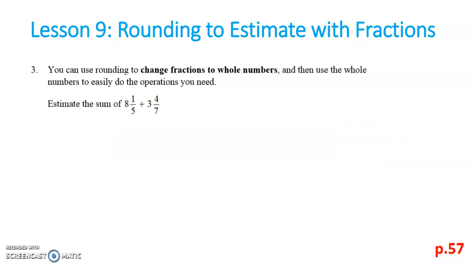The reason why we change fractions to whole numbers is so that we can quickly know approximately what the answer is going to be. So we're going to be estimating two mixed numbers, changing them to whole numbers, and then quickly adding them to get an estimate. So the first one is 8 1/5. If you look at it like a quiz, 1 out of 5, that's not at the halfway mark. That's not a good score. So that 8 1/5 is going to round down to 8.